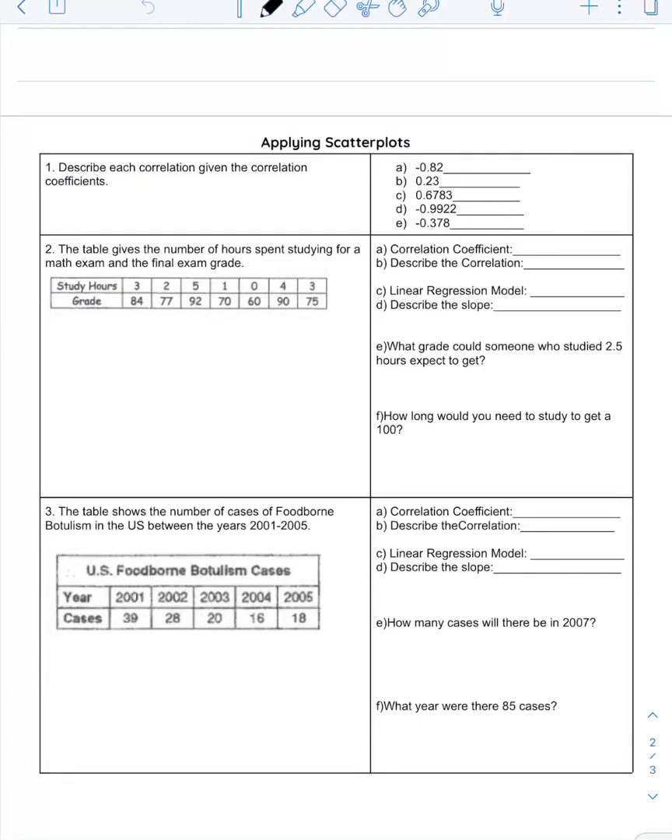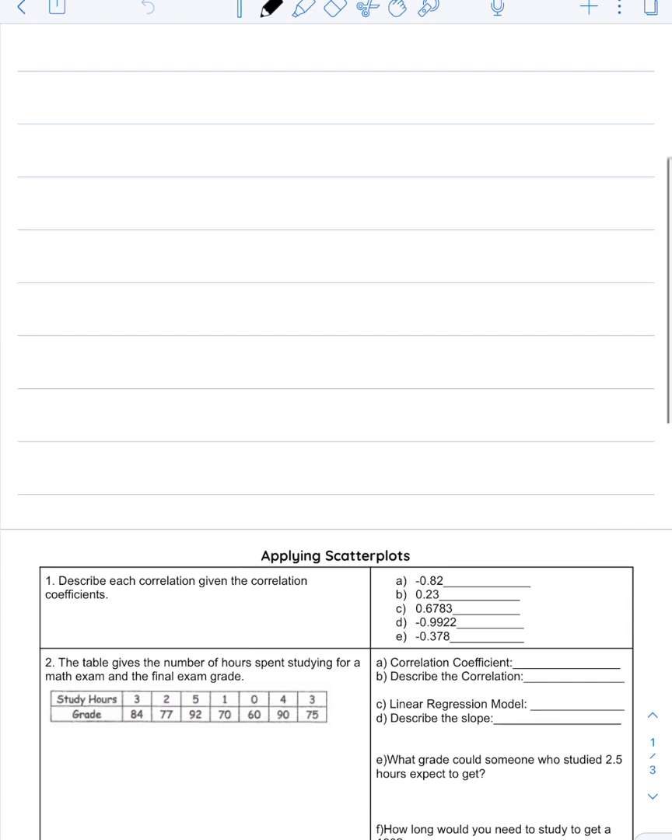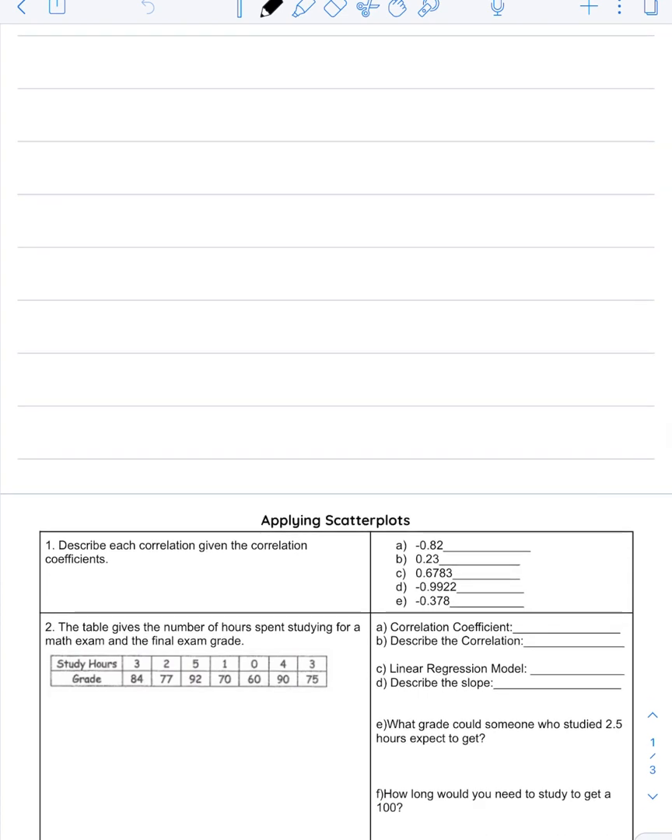Hey guys, today we're going to talk about how to apply what we've learned about scatterplots, specifically the correlation coefficient and the linear regression model or linear equation. So first, let's talk about why we even find the correlation coefficient. If two things are correlated, that just means they're related.